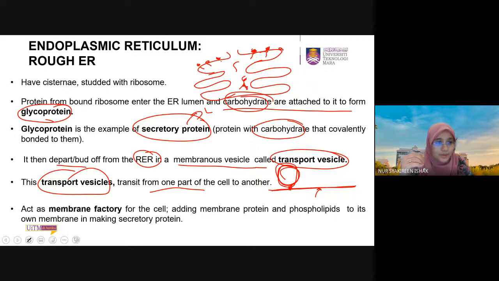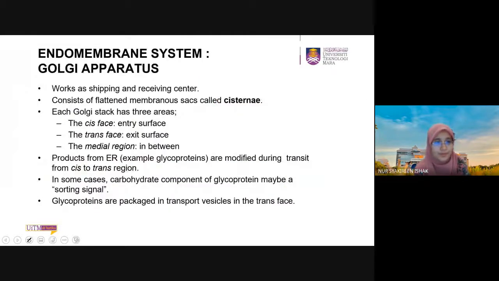Okay, so the rough ER will act as the membrane factory for the cell. Remember these terms, membrane factory for the cell. Why? Because from the rough ER will originate the membrane of vesicles, the membrane of the Golgi apparatus, the membrane of the lysosome, even the plasma membrane. All the membranes of the endomembrane system originate from the rough ER. So the rough ER functions as a membrane factory for the cell, adding membrane protein and phospholipid to its own membrane in making secretory protein.